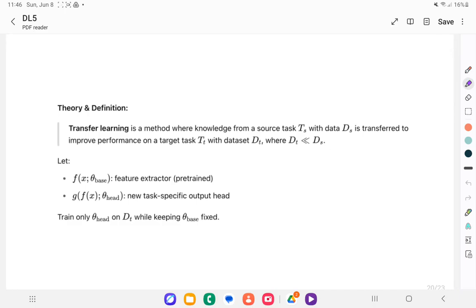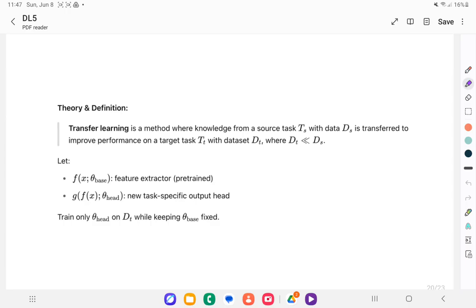Now, another important concept to discuss this week is fine tuning or the transfer learning methods. So let's start with transfer learning. It is a method where the knowledge from a source task, where we have data, is transferred to improve the performance on a target task with data set DT, where we have less data, right?